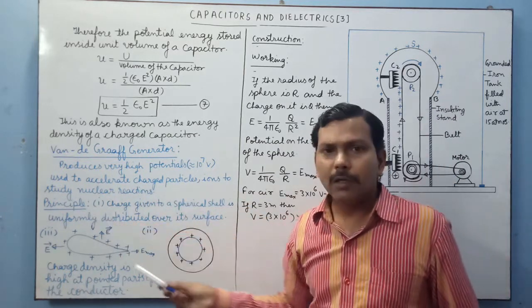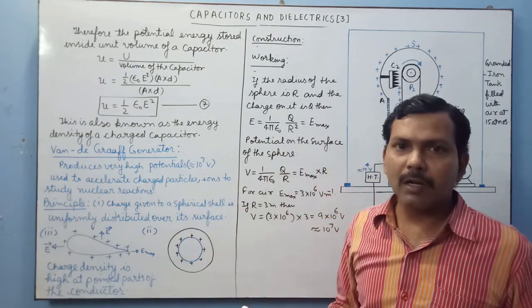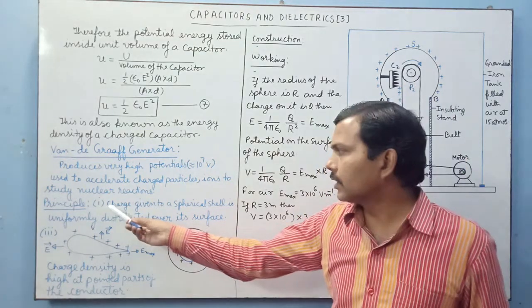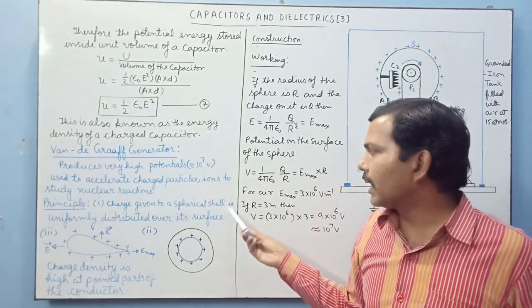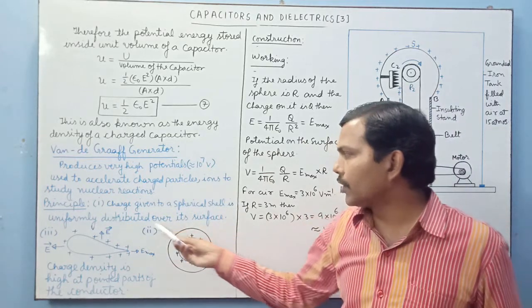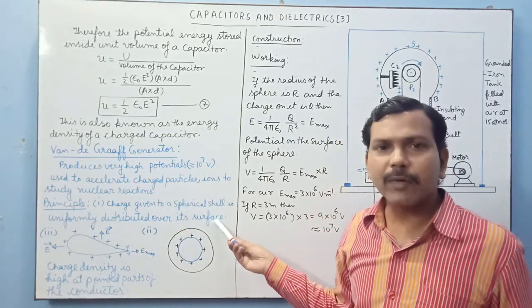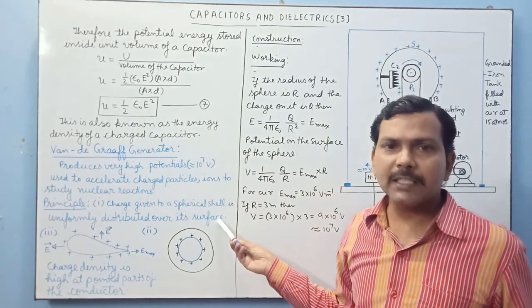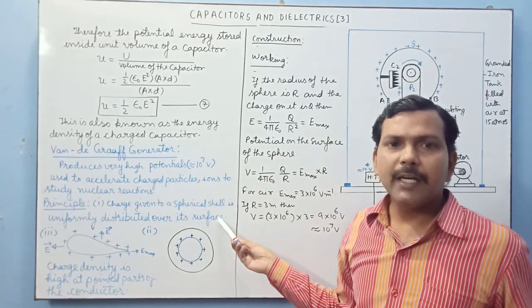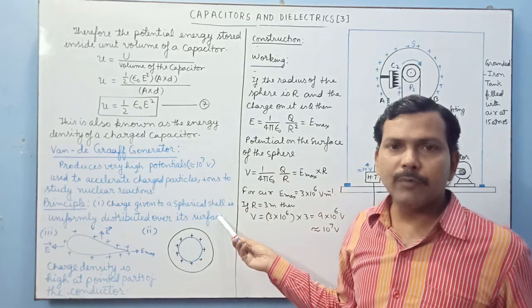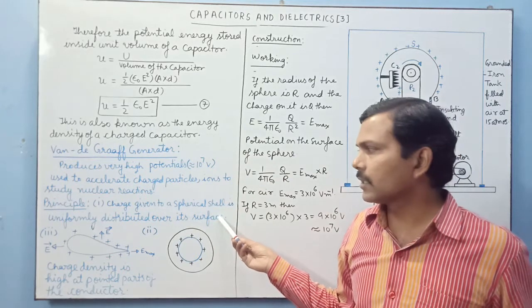Principle. We will discuss the principle in 3 parts. First is, charge given to a spherical conductor is uniformly distributed over its surface. As we know, if charge is given to any conductor, it is always distributed uniformly on its surface.